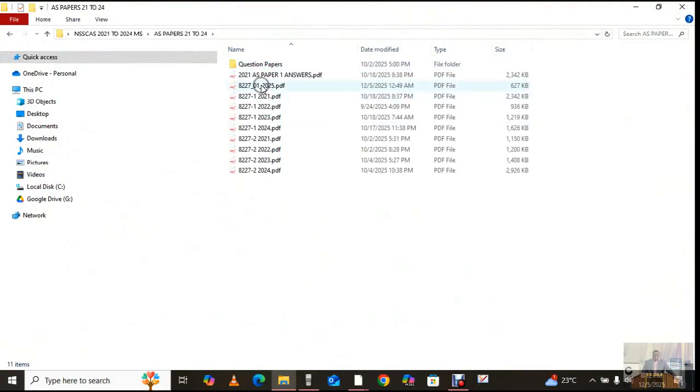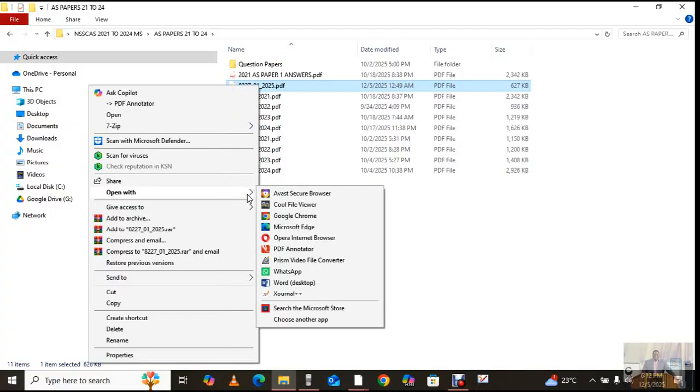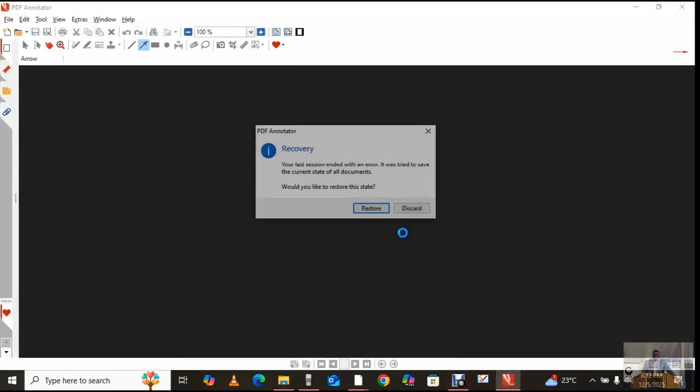Okay, 2025 paper 1. I think I got it now. So let's just open and see. In 2026, we're going to try to invest a little bit more and update all our stuff so we don't struggle with this type of software.